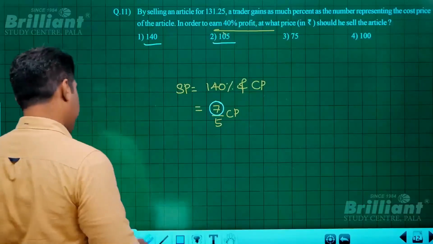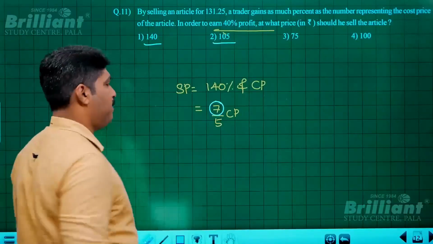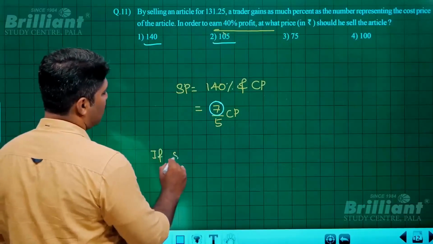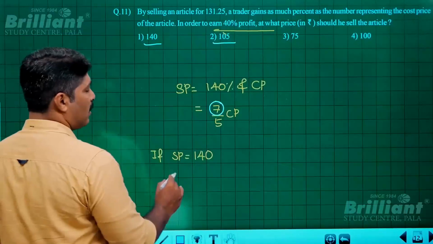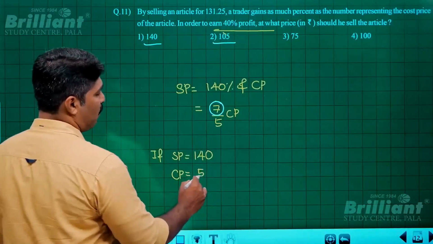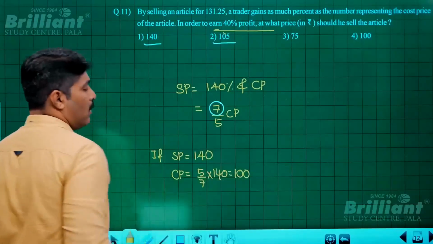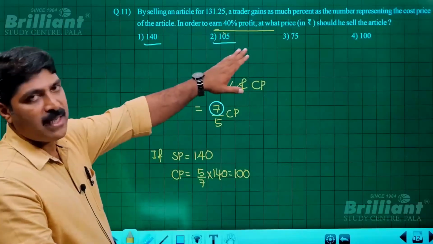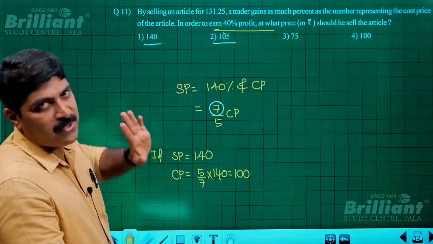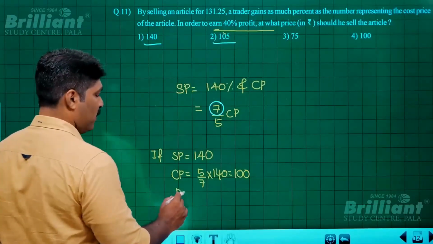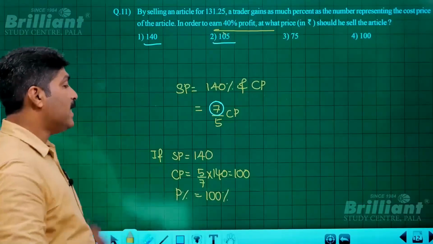So here we are constrained. If it is 140, that means the other two answers are not possible here. So if the selling price is 140, correct? Then what is the cost price here? So cost price is 5 by 7 of selling price, that is 100. So what is mentioned here is that the profit percentage is also equal to 100%. So if the profit percentage is also equal to 100%, correct? Then which was the initial selling price?